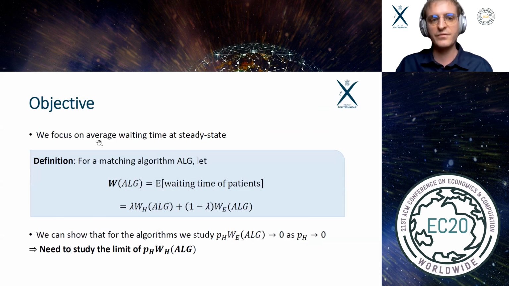And so in terms of objective, we focus on the average waiting time at steady state of a given algorithm. And so the expected waiting time of a patient in the system is the combination of the waiting time of hard to match patients and the waiting time of easy to match patients. So the first simple thing that we show is that for the algorithm that we study in the paper, the waiting time of easy to match patients times the probability of hard to match patients tends to 0 when pH tends to 0. So all of our results will hold when we let the probability to be compatible for hard to match tend to 0. And so we don't need to study the limit of the easy to match patients. And so we have to focus on the limit of the waiting time of hard to match patients.